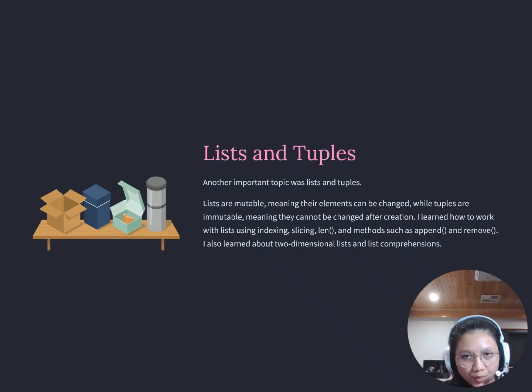Another important topic was lists and tuples. Lists are mutable, meaning their elements can be changed, while tuples are immutable, meaning they cannot be changed after creation. I learned how to work with lists using indexing, slicing, len, and methods such as append and remove. I also learned about two-dimensional lists and list comprehensions.